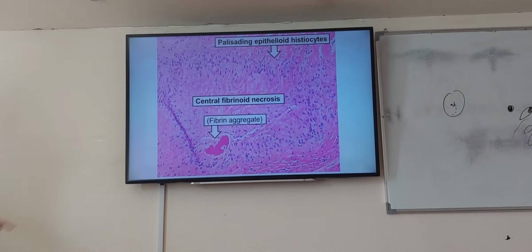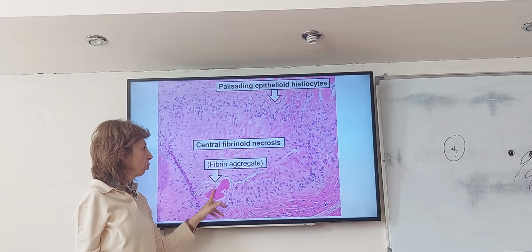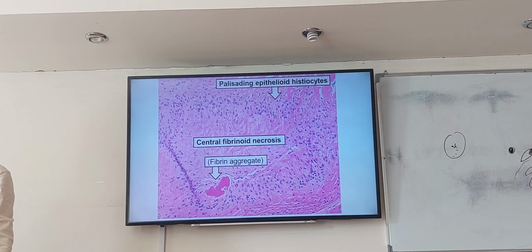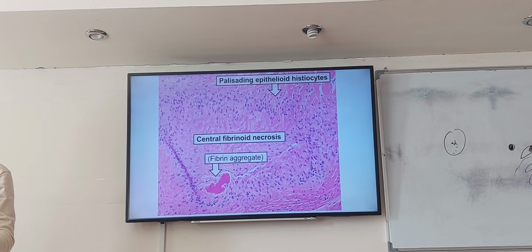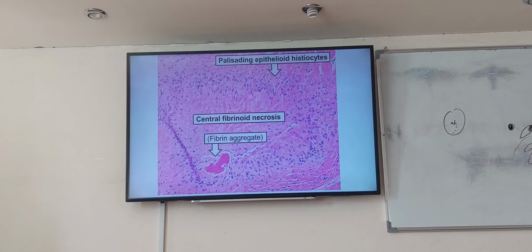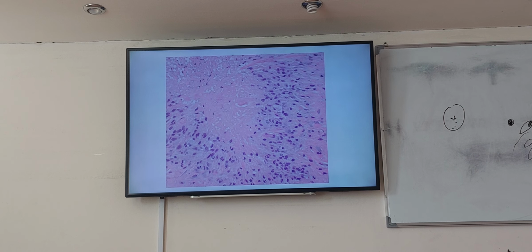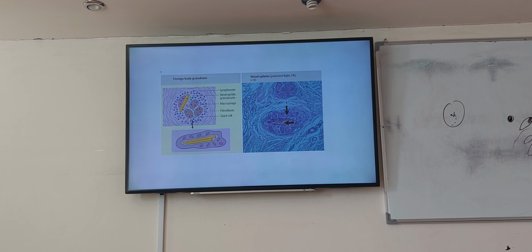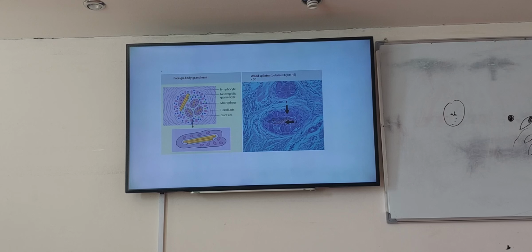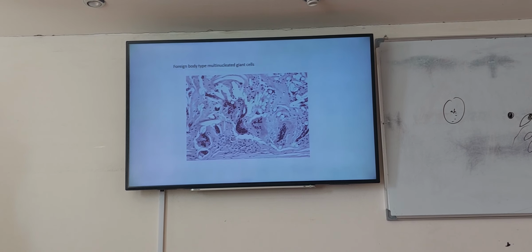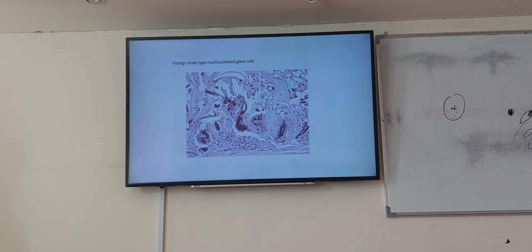Look at this palisading, how they are palisading to the central fibrinoid necrosis. And I can see them in the skin or in the subcutaneous area near the joints. Look at how it is palisading. Yeah, remember. Now, foreign body we spoke about. It's easy. You catch them from multinucleated foreign body type cells.